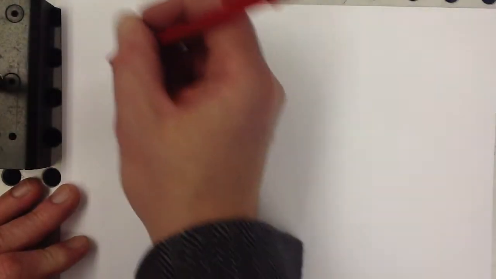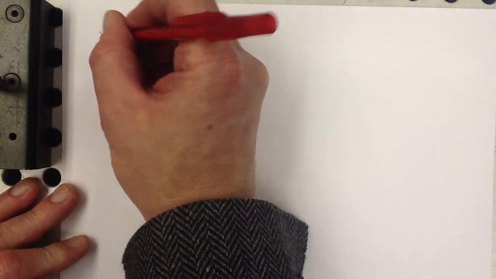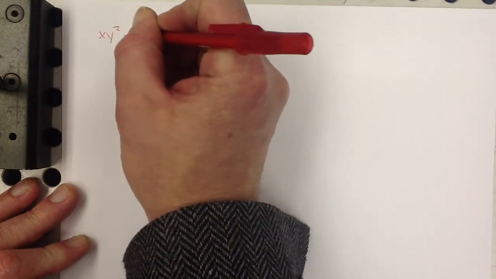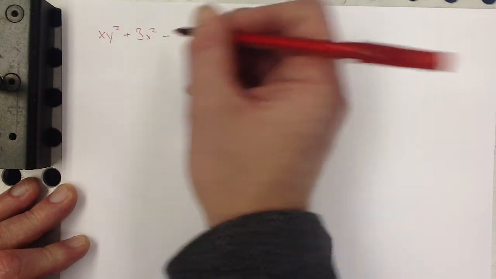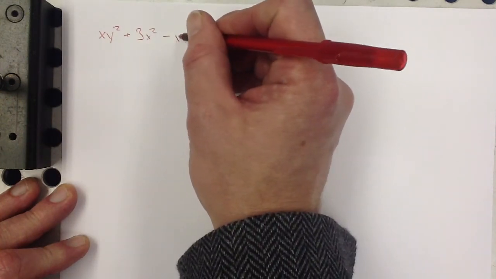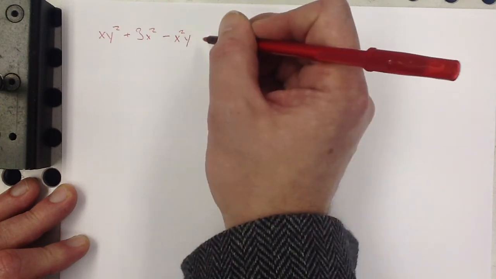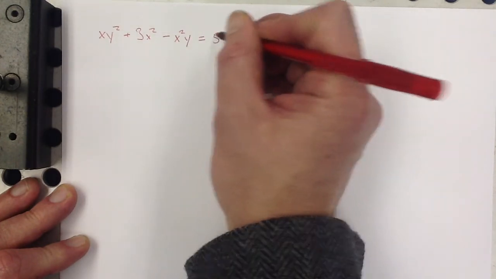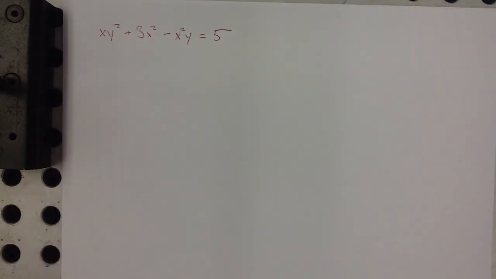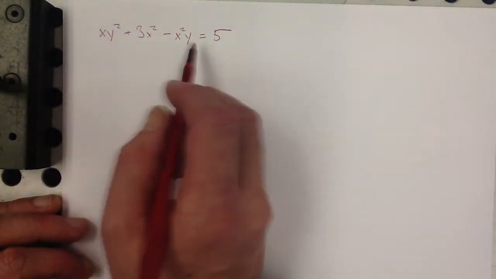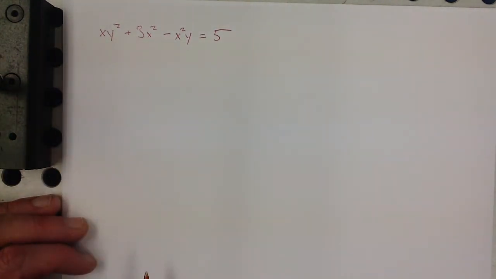Let's take another curve where we cannot solve for y. For example, how about xy squared plus 3x squared minus x squared y equals 5. Whatever that might look like. And you can play around if you want with the algebra, but you cannot solve that for y.